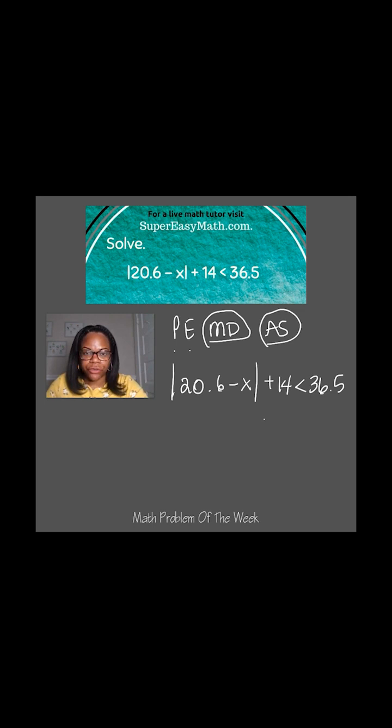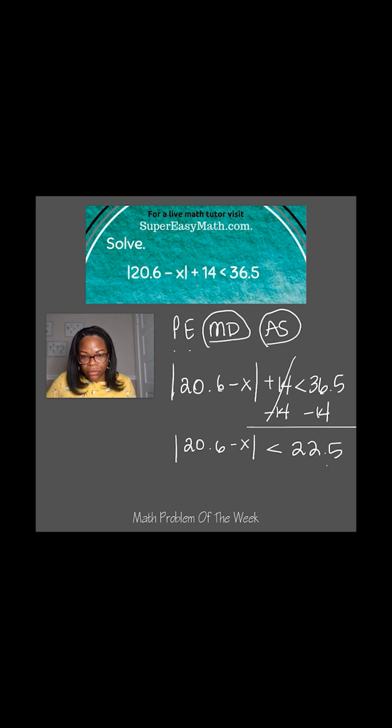So what I've done is rewritten the problem, and I'm going to start by getting that 14 on the other side of the inequality symbol. That way I can get less stuff on the left side where the x is. When solving, I want to get the x on one side of the equal sign by itself. That's going to allow me to know what the value of x is. So subtract 14, get rid of this, and I'm left with 20.6 minus x, and then that's in the absolute value symbol, and then that is less than 22.5.